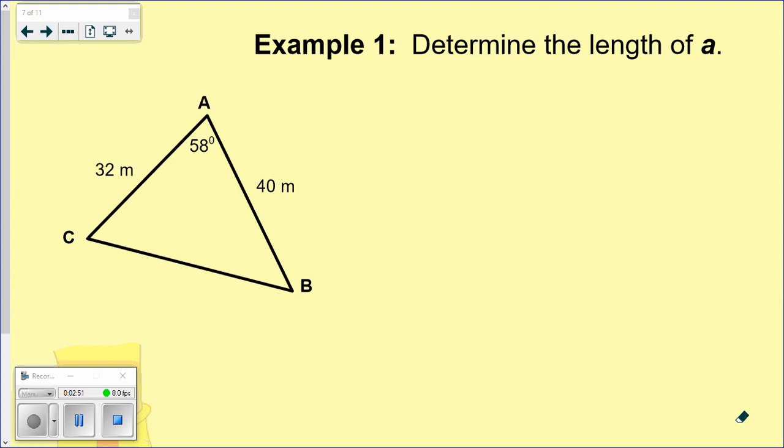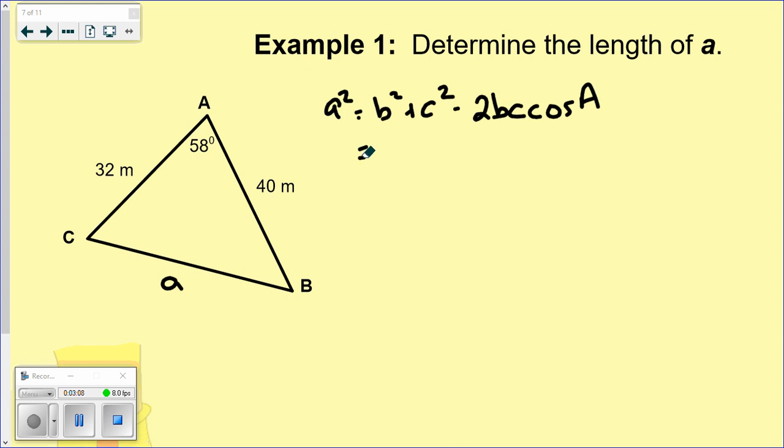So determine the length of A. So this little guy here is A. This follows exactly our formula. We don't have to do any thinking here whatsoever. Write out the formula, fill in your values, and go.